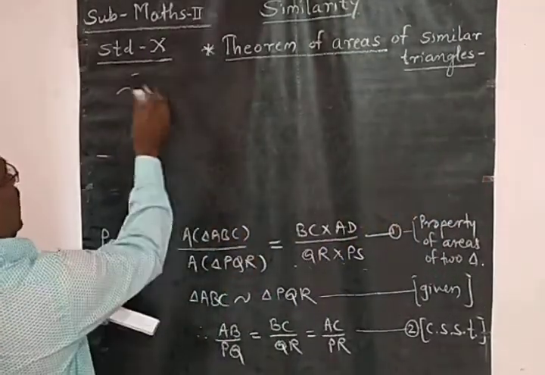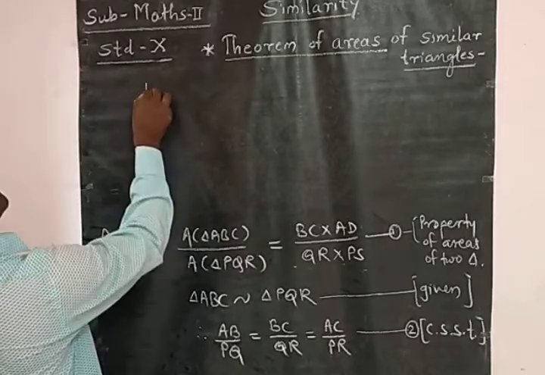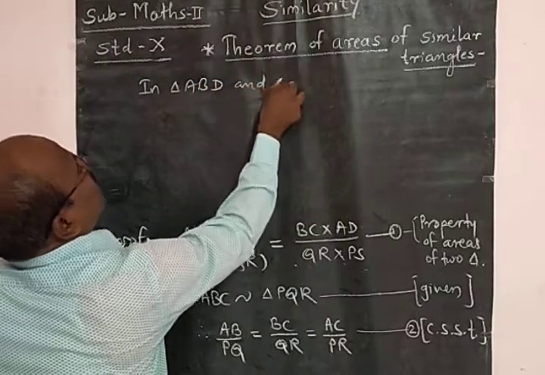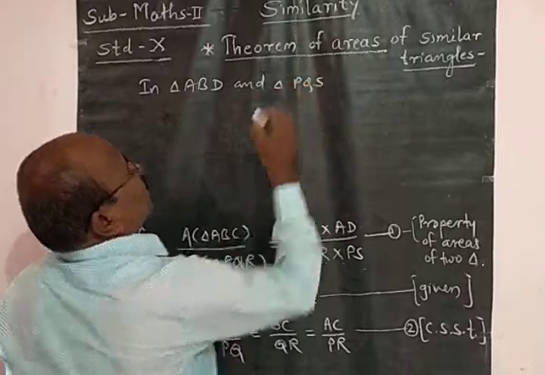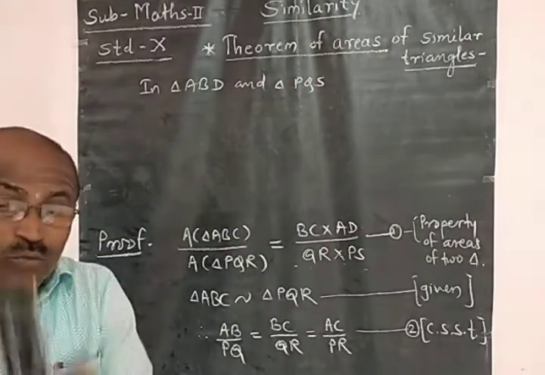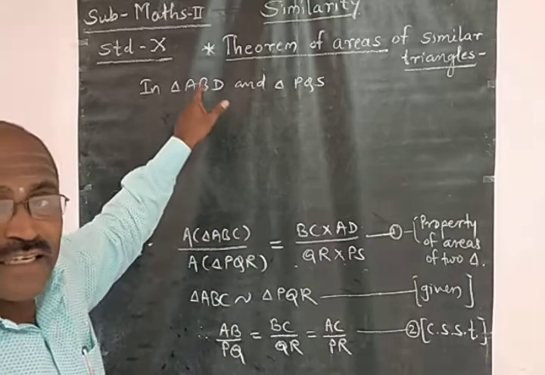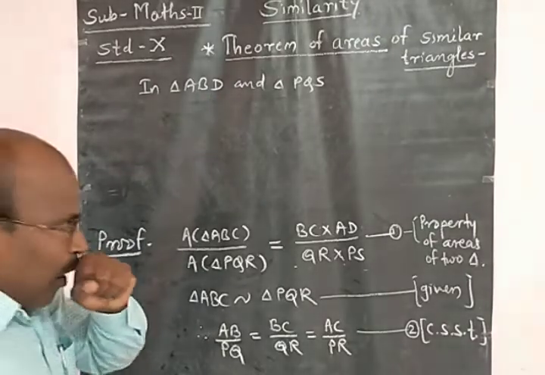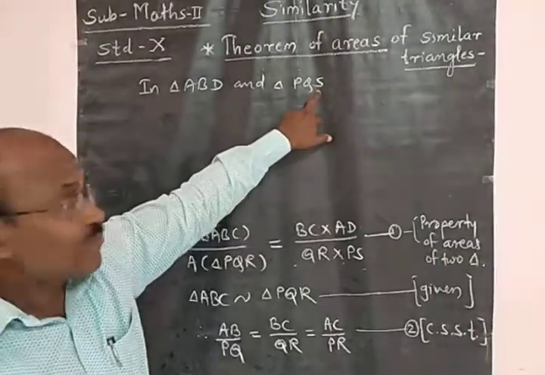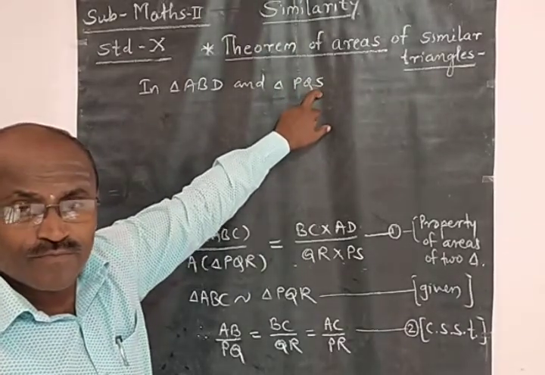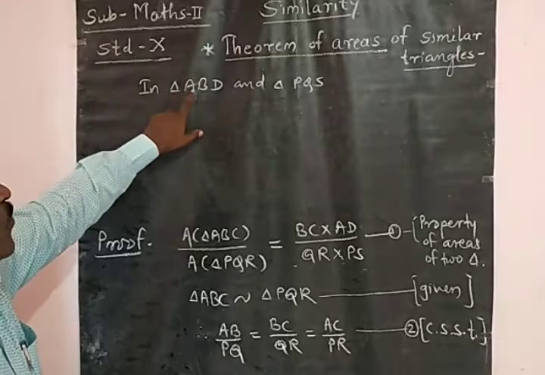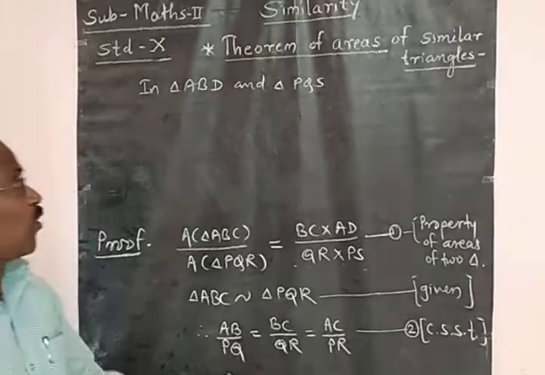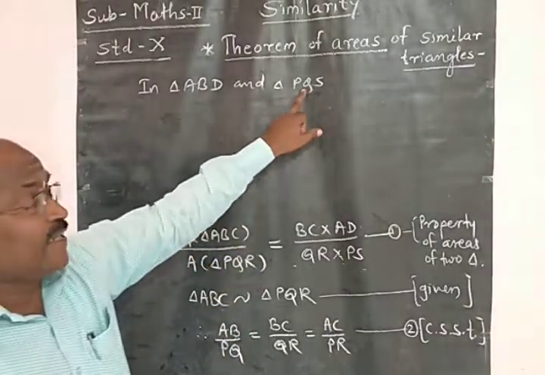Right, in triangle ABD and triangle PQS, one of the angles in both triangles is a right angle. In triangle ABC, D is a right angle, and in triangle PQR, S is a right angle. PQS, yes, is a right angle, and these two angles are congruent. Right here, two angles are congruent. Which two angles? Here is B and here is Q.